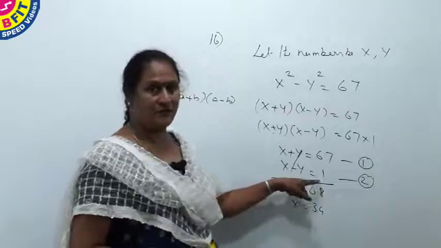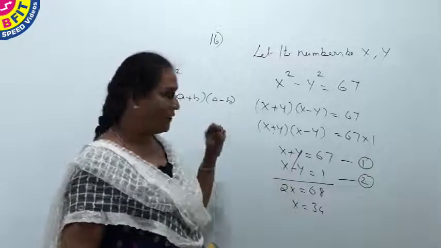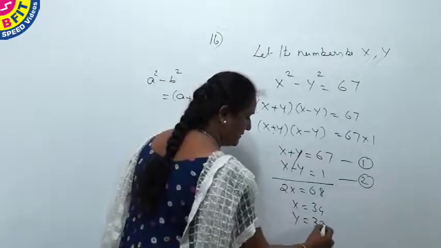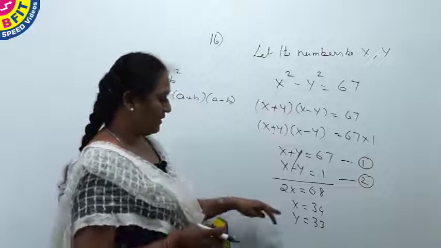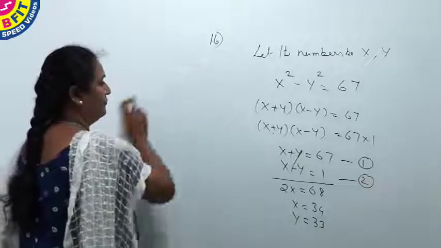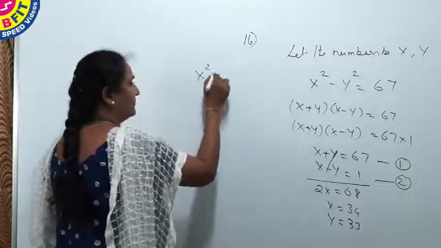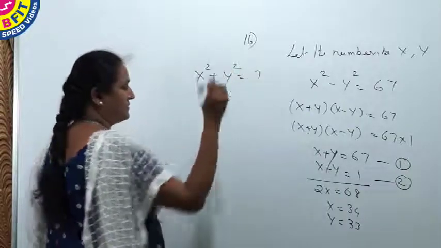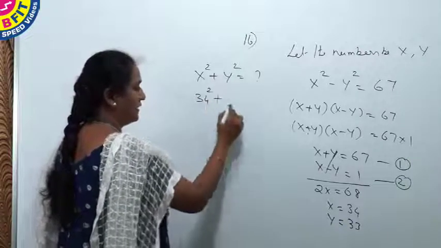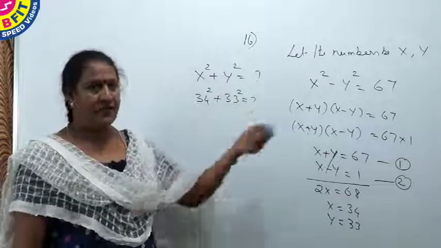And also a difference of 1 means the numbers should be consecutive. Substitute x as 34 and you can get the value of y as 33. And now we need the sum of squares of these two numbers. That is x square plus y square is required. So here x is 34, square that, and y is 33, square that. So finding the squares and adding, we arrive at the answer.